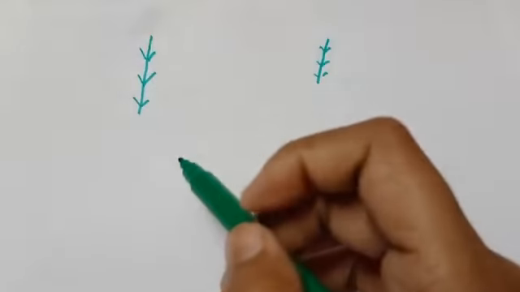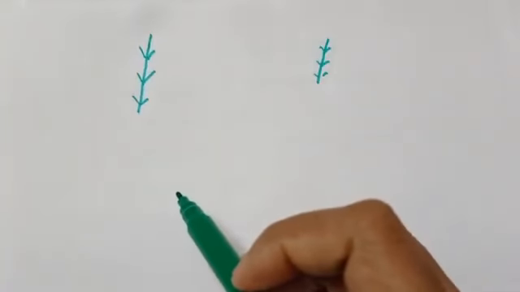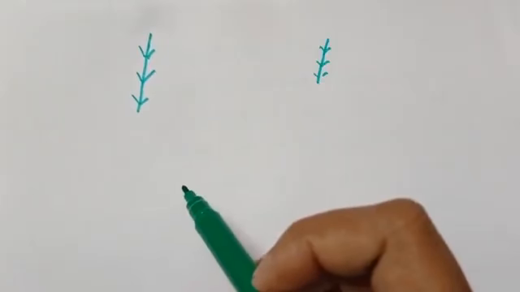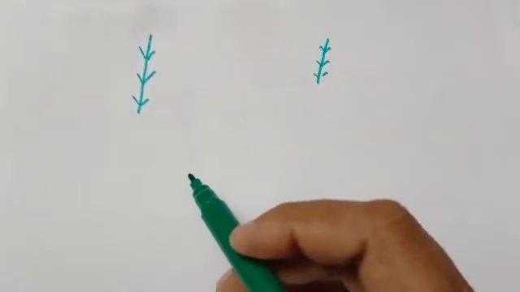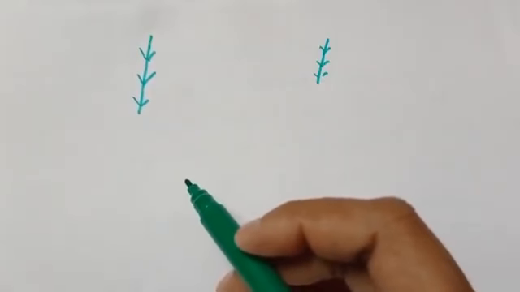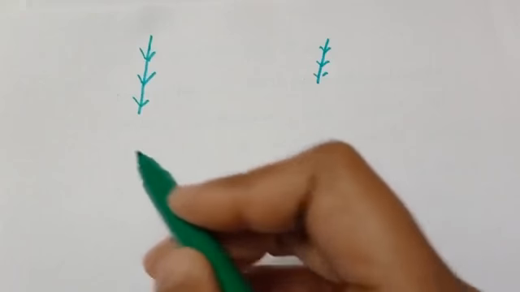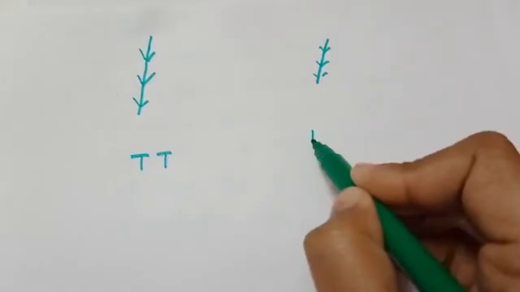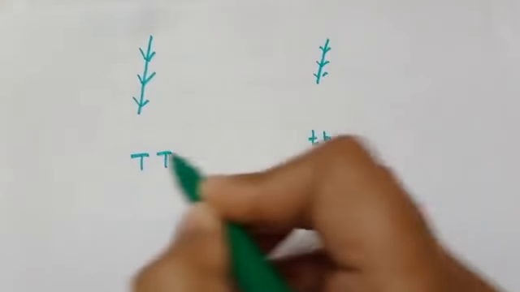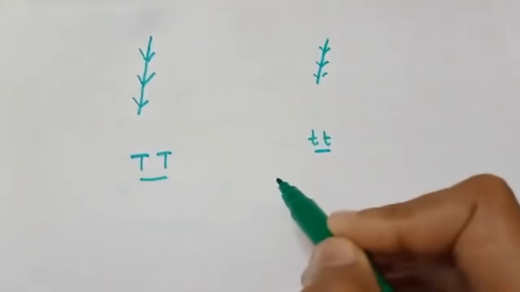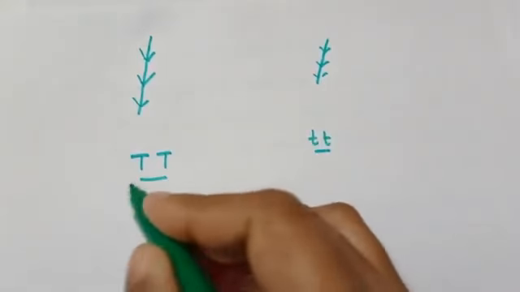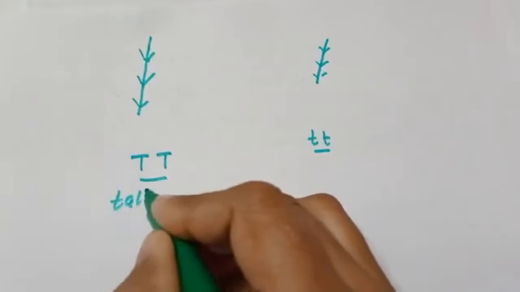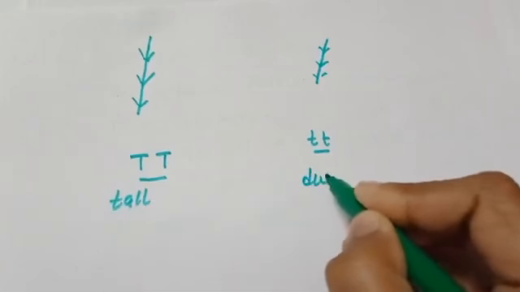So Mendel, while starting his experiment, selected plants with true breeding. True breeding means either purely tall or purely dwarf. For that, the genotype will be TT for tall and small tt for dwarf. This will be the genotype for the true breeding tall and dwarf plants.